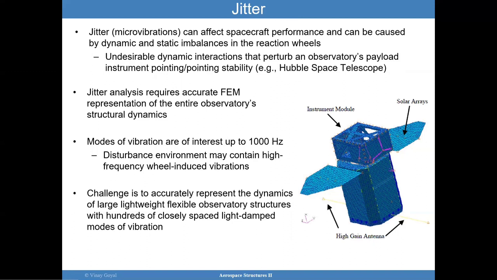The dynamic environments are typically induced by reaction wheels. In a lot of cases, the vibrations are produced by the imbalances of the reaction wheels. And so these undesirable dynamic interactions can perturb the payload instrument pointing and pointing stability. Here, an example is the Hubble Space Telescope. I invite you to Google jitter and Hubble Space Telescope to better understand more about that particular application.